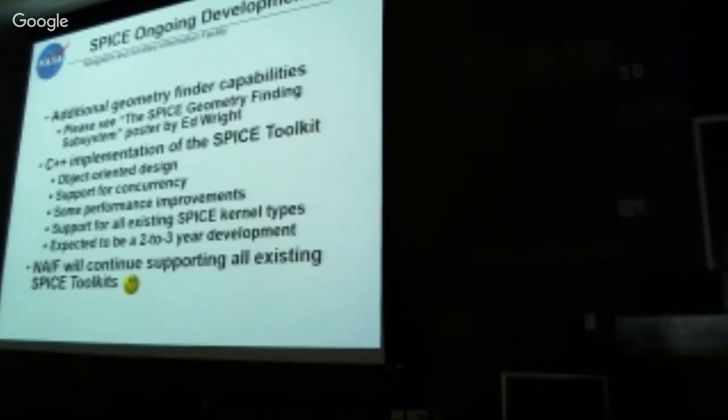We are about to embark on a new task, and it's a complete rewrite of SPICE in C++. Object oriented design and support for concurrency, for performance improvement. We plan on supporting all existing SPICE kernel types and possibly introducing new ones. It's going to be a 2 to 3 year development.